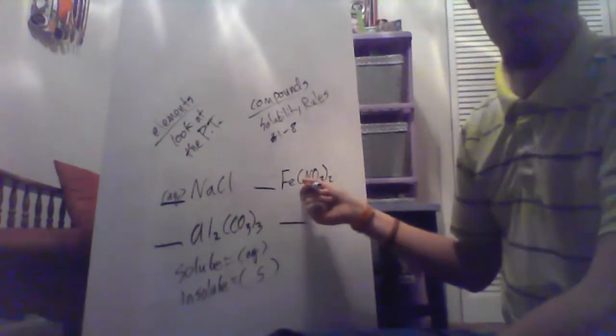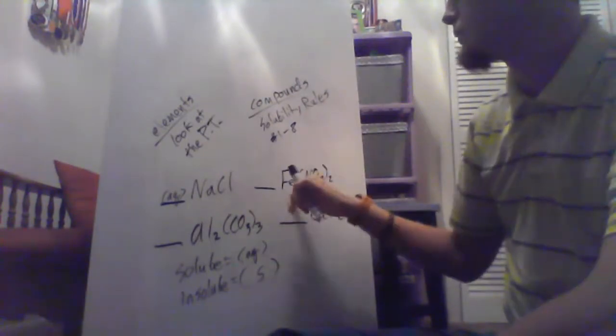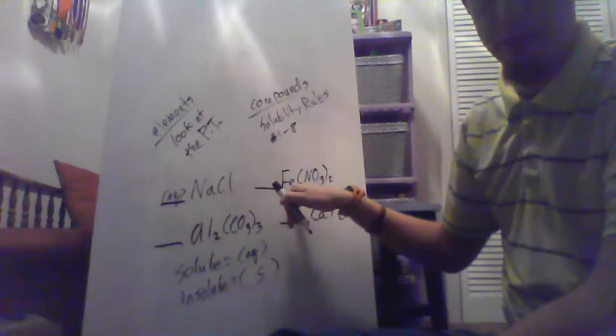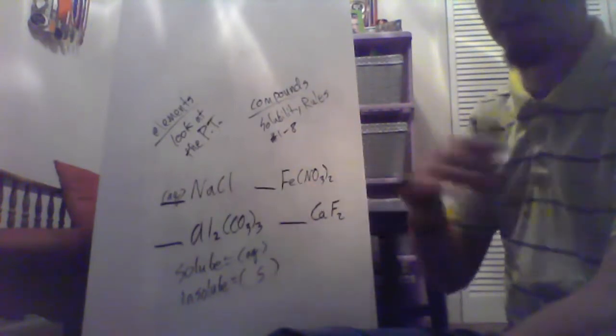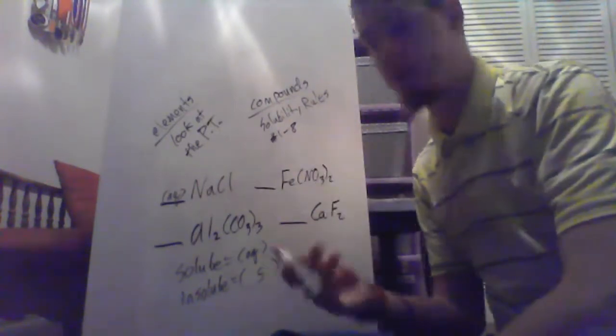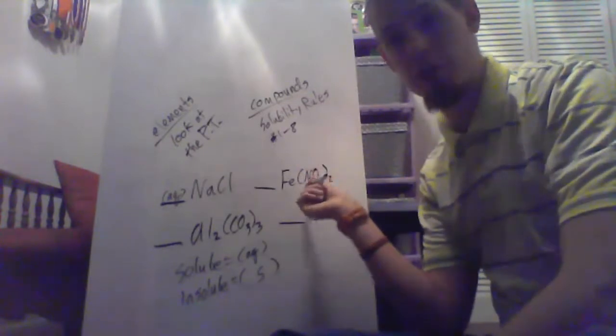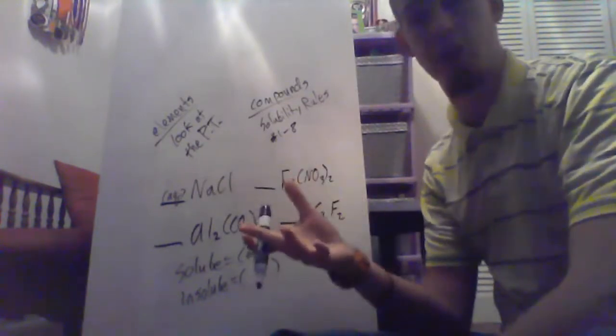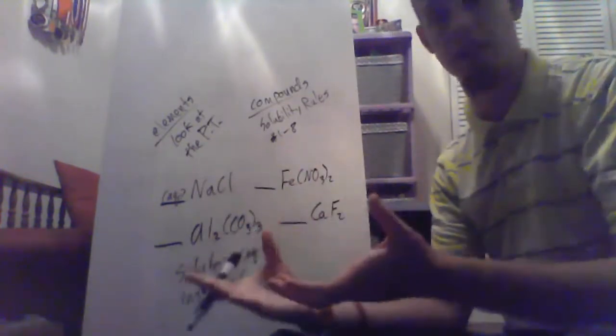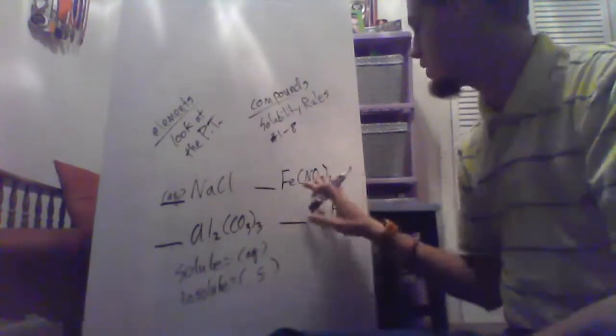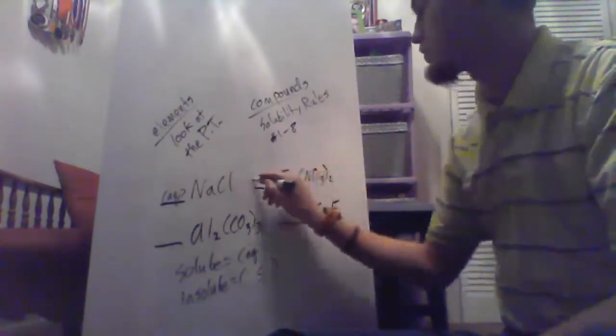Here, you'll notice rule two says nitrates are soluble. There are no irons on that solubility chart. Fe is not said anywhere on there, and you won't need it to be. One of the two things I'm going to give you in a compound is going to be on that chart, right? I'm not going to blindside you with two things not on the chart. That's not fair. So here, rule two is nitrate. Nitrates are soluble.